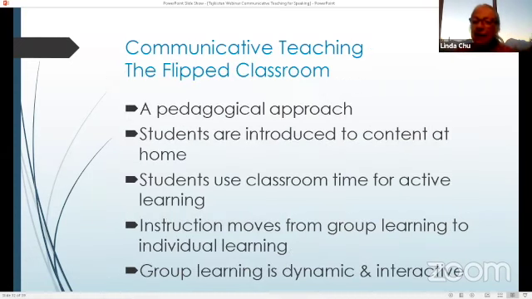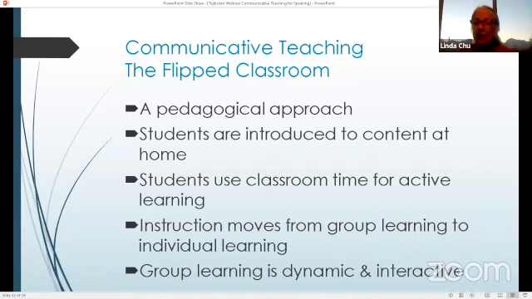Okay, so the last piece I would like to talk about is the communicative teaching, the flipped classroom. Hopefully you have heard of this, but if not, it is a pedagogical approach. We are kind of flipping the idea. The traditional classroom has the teacher at the front telling students or informing them, having them take notes, filling their heads with knowledge. This is going to flip that idea and say students are going to get that at home.